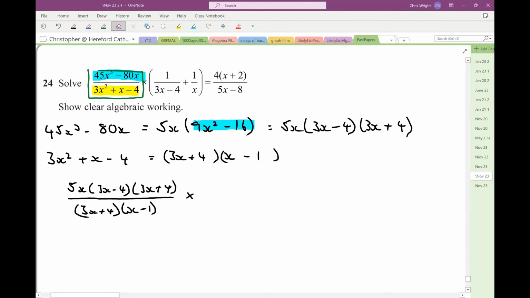Now, what's going to happen here? I'm adding algebraic fractions. So let's put them in a bracket here so we don't mess it up. I'm going to write them both as over the common denominator. Now the common denominator is, I'm going to multiply both of those denominators together. So my common denominator is x lots of 3x minus 4. And then I'm going to multiply the 1 by the x.